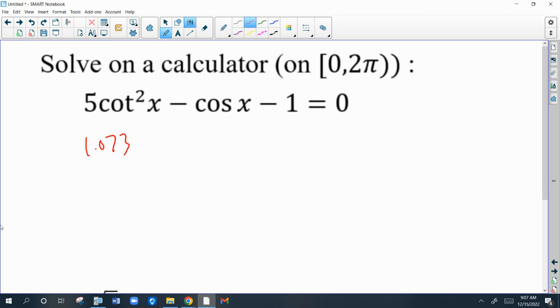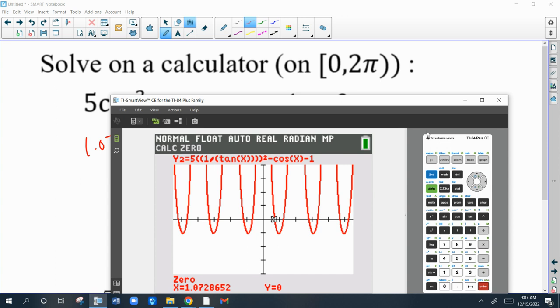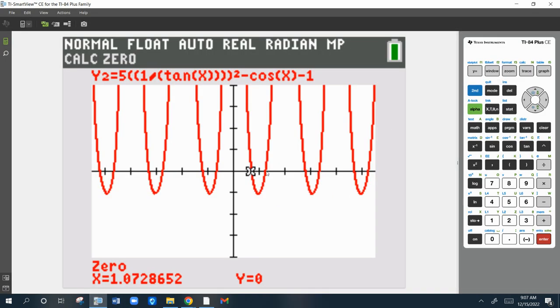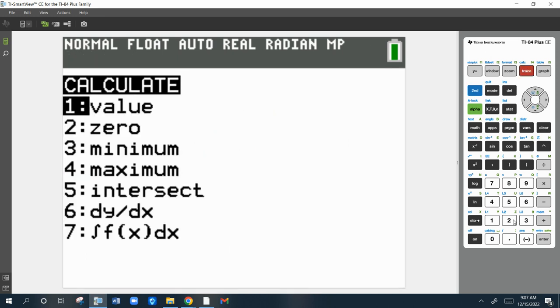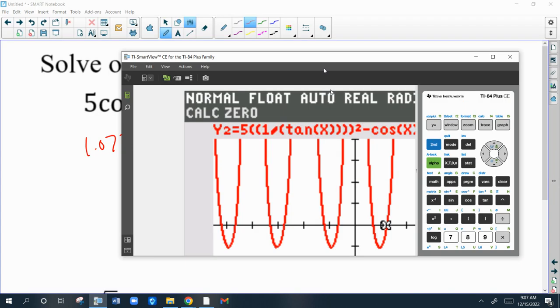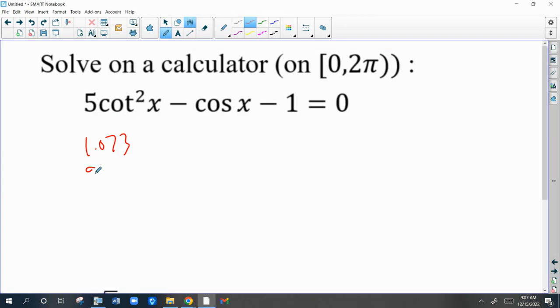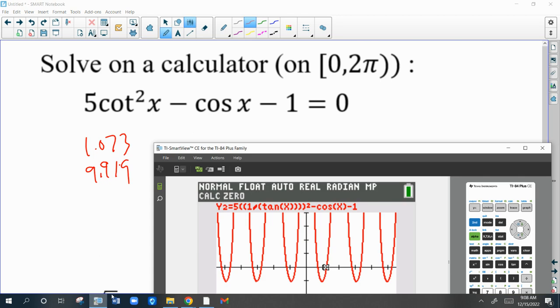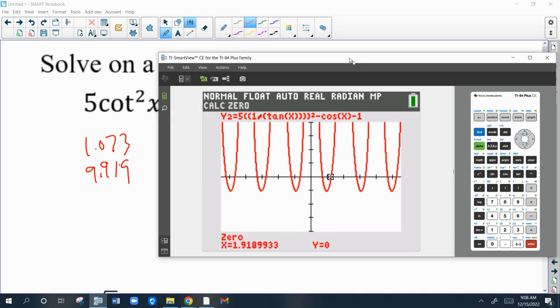And then I'm going to just continue doing that. The next one is over here. So again, second calc 0. Left bound is right here. Right bound is right here, is good enough. Enter for a guess. 1.919. I forget what it was already. So the next one, 1.919, yes.